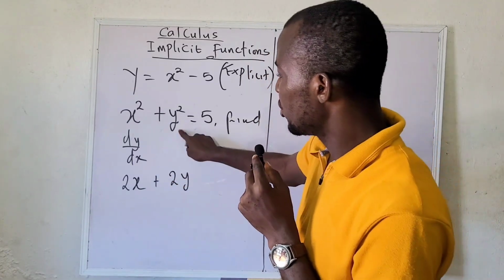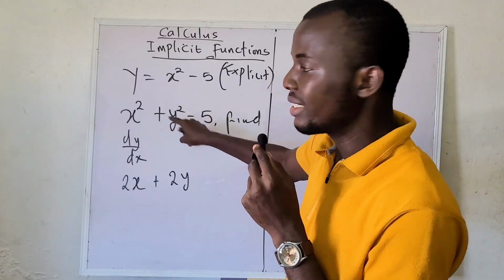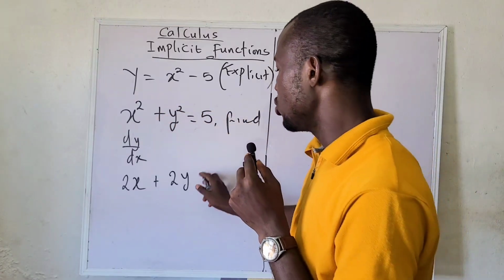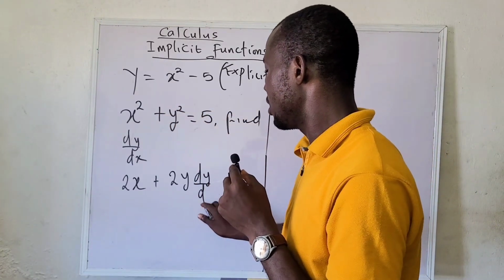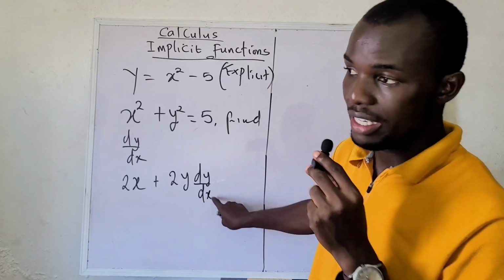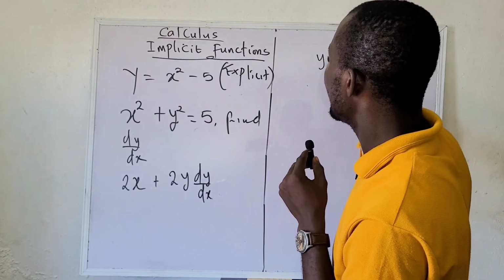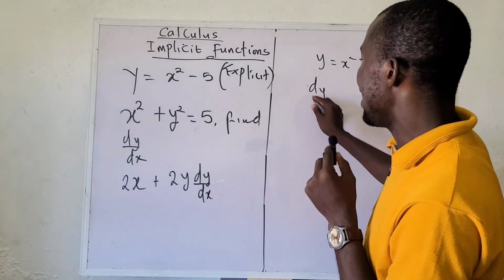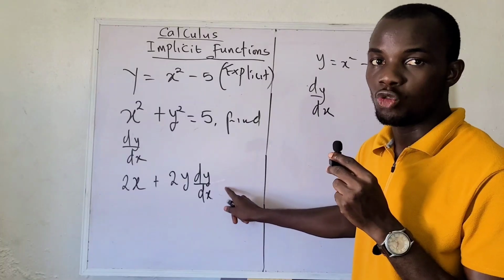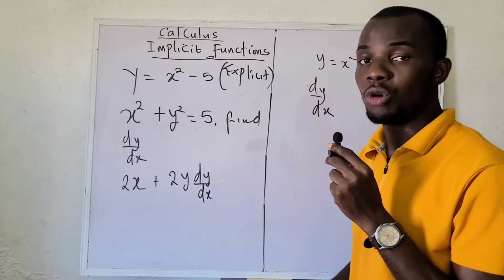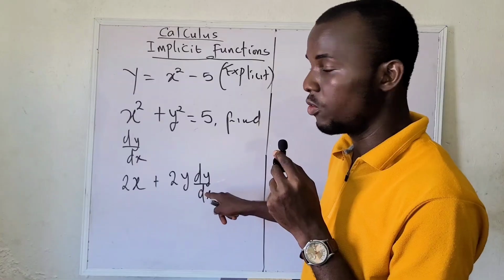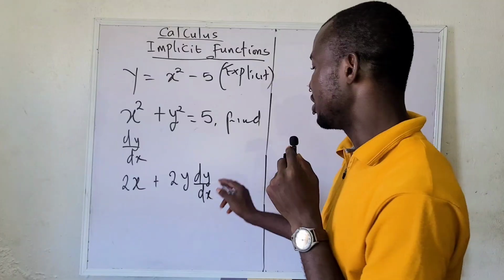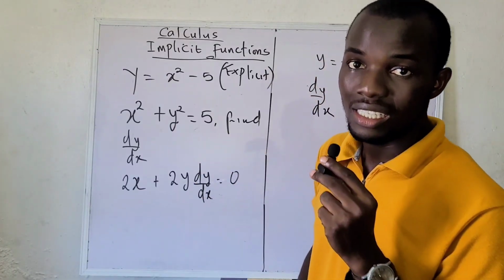However, because it is y, it is like it is having a function of x in it, so you are going to put the derivative coefficient right there, just as if you have y equals x squared minus 5. By the time you differentiate this, you shall have dy over dx. That is what this implies. This dy over dx is the derivative coefficient that you must attach to this when you are differentiating it, and this will be 0 because it is a constant.